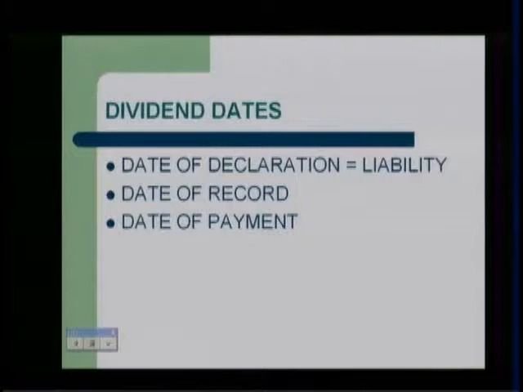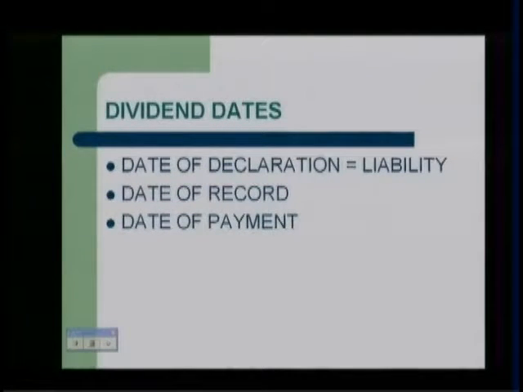Then you have the date of record. The date of record is when the people who own the stock as of that particular day will actually receive the dividend. So people who buy the stock right before the date of record will receive a dividend. Those who buy it right after the date of record will not.